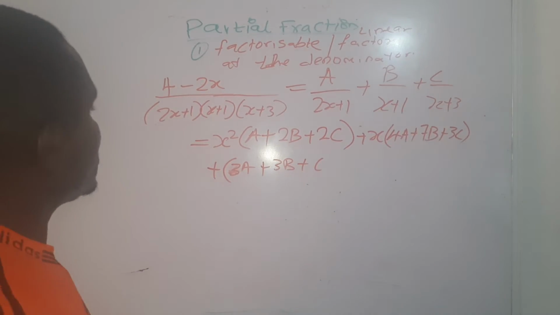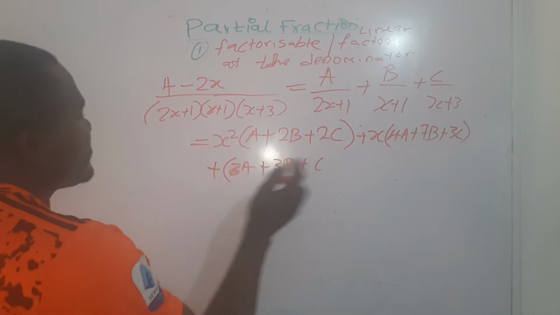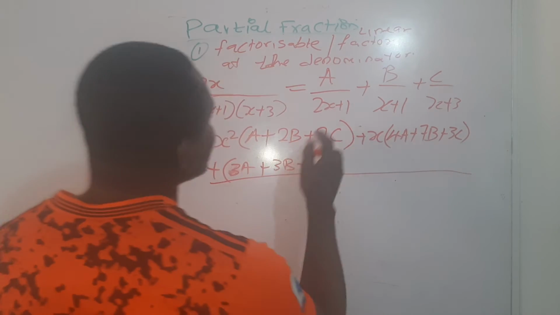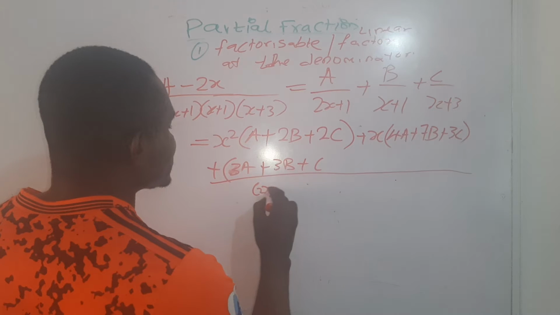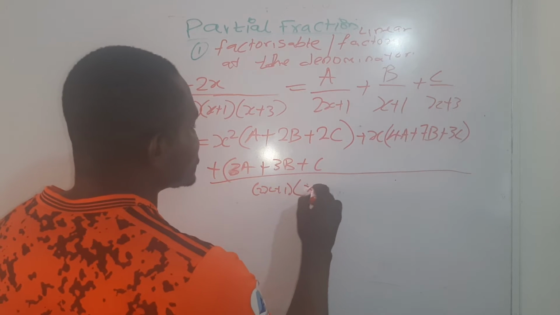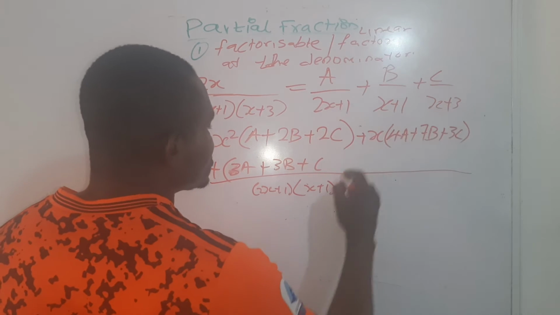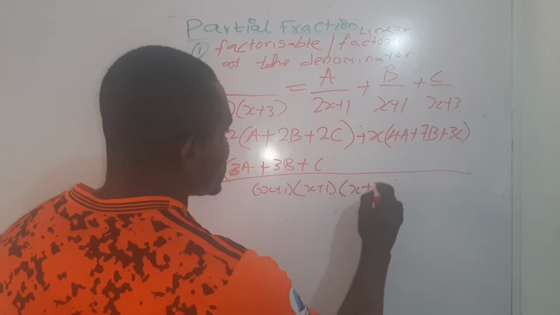Then let's see it. Now don't forget that everything is divided by the denominator, which is 2s plus 1, s plus 1, the 3 factors.